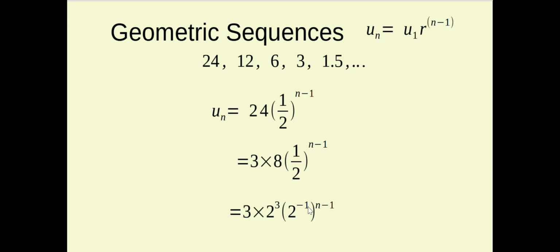So negative 1 times n minus 1 will be 1 minus n. So then you add on the 3, so it's going to be 2 to the 4 minus n. So the final answer is 3 times 2 to the 4 minus n. Depending if this is the final question or part of a bigger question, maybe this will be more useful, or maybe this is more useful, right? So you've got to be able to see how to convert between both.